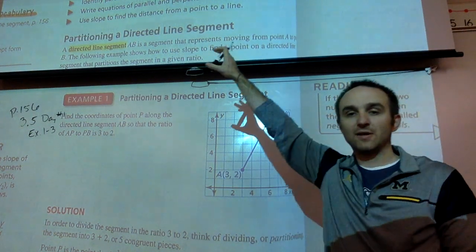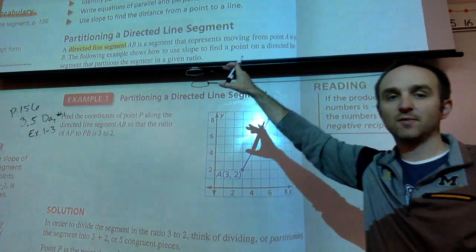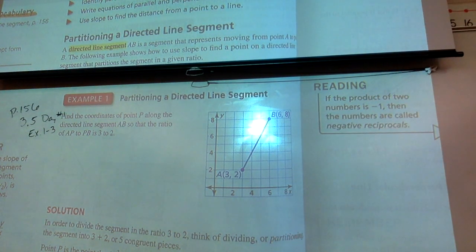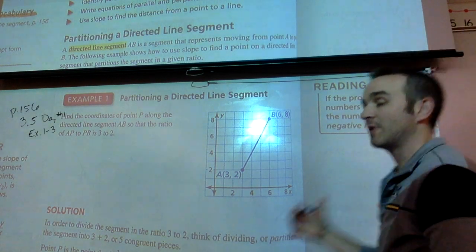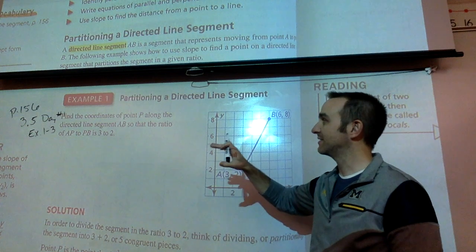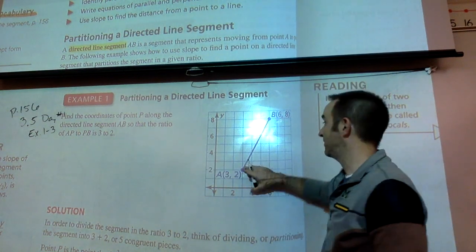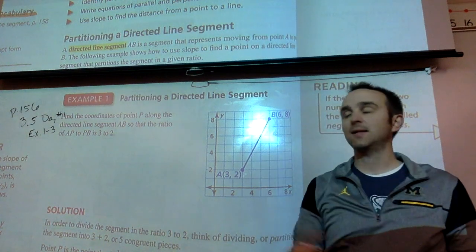The first thing we're talking about is directed line segment, and you see the definition up there. It's a segment that represents moving from point A to point B. So it's a line segment, but it has direction. A directed line segment AB is going from A to B. Very specific about the direction that it's headed.